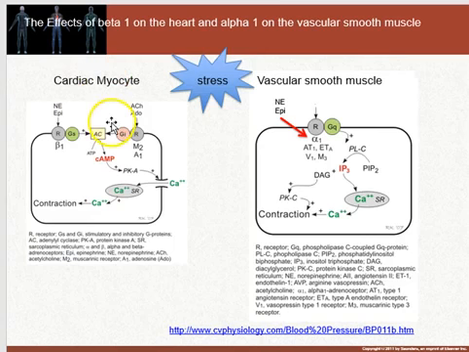This is comparing what's happening in the cardiac myocyte with the vascular smooth muscle. In the cardiac myocyte, norepinephrine produces an influx of calcium, promoting contraction. In the vascular smooth muscle, norepinephrine or epinephrine hits the alpha 1 receptor. This is a different signal transduction pathway, but in the end the concept is the same. You've got more calcium available for a more intense contraction or vasoconstriction, and this is typically seen in periods of stress.